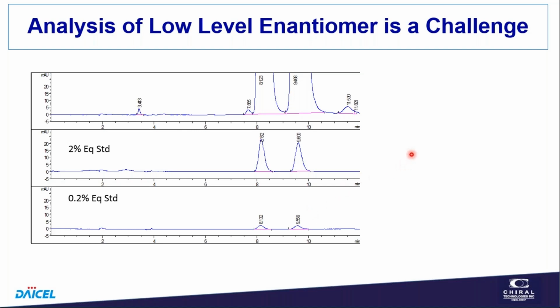So the analysis of the low-level enantiomer is a bit of a challenge. And for this pair, we got nearly baseline separation. If you just look at the chromatogram, you say, well, this is penetration to baseline. We do that all the time. Peak height was about 1,500 milliabsorbance units. So this is only a fraction of the peak height.